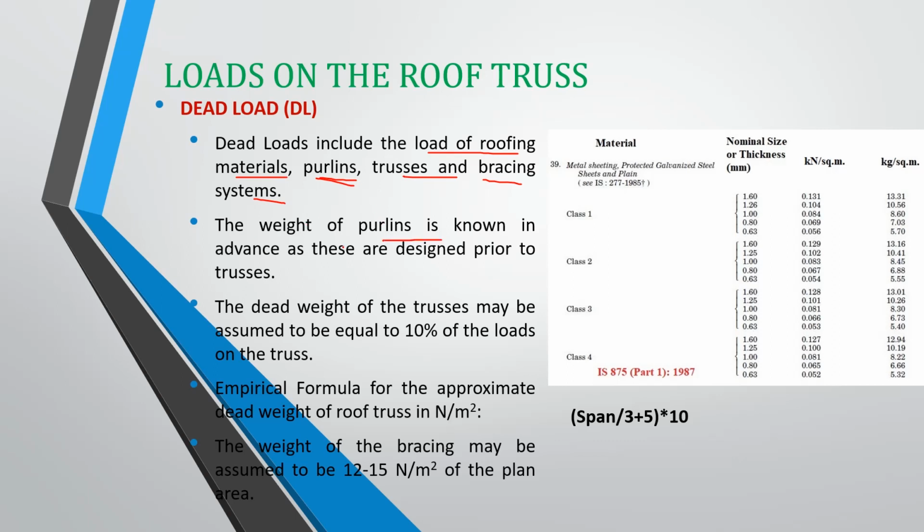The weight of purlins is known in advance as these are designed prior to trusses. The dead weight of the trusses may be assumed to be equal to 10% of the loads on the truss. So this is just an assumption here. Here we have an empirical formula for the approximate dead weight of roof truss in Newton per meter square, that is span divided by 3 plus 5, into 10. This is just an empirical formula. And the weight of the bracing may be assumed to be 12 to 15 Newton per meter square of the plan area. So these three here are just some empirical formulae and assumptions.